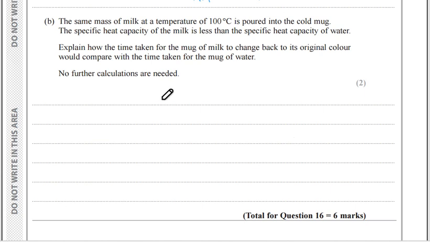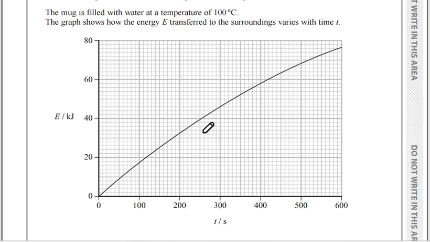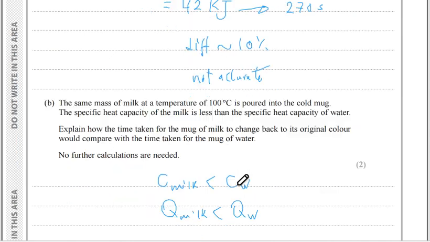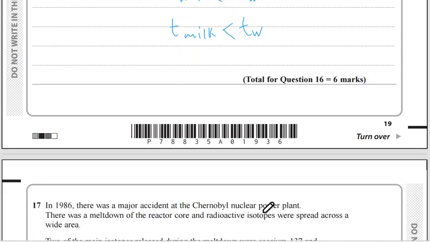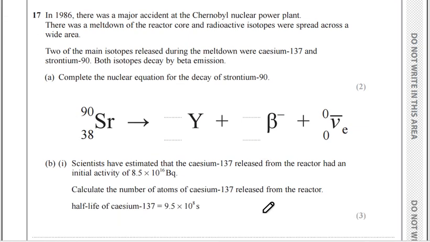As we have C milk to be less than C water, so Q milk will be less than that of water. And from the graph, we have a proportion, or as T increases, Q increases. So T milk is less than T water. Okay.